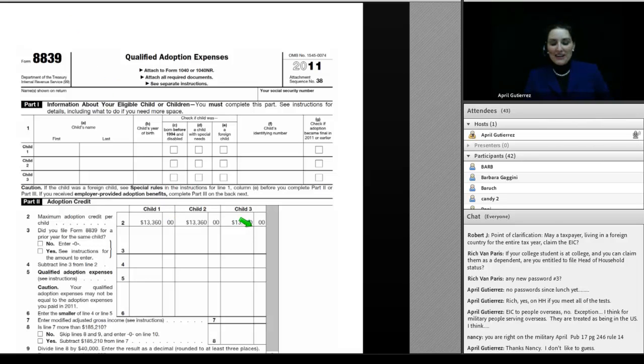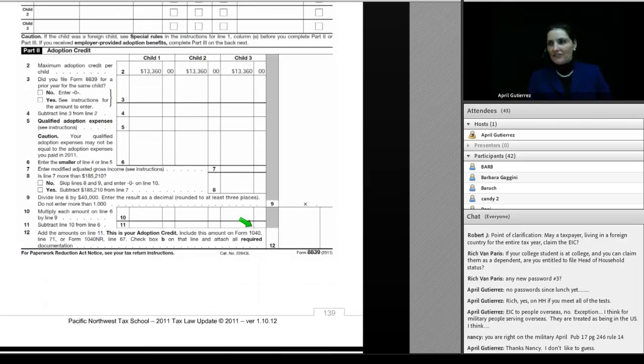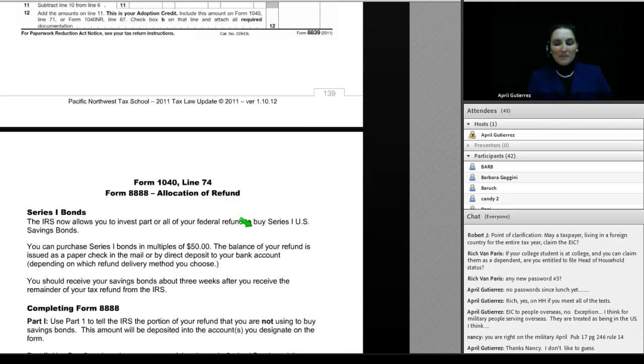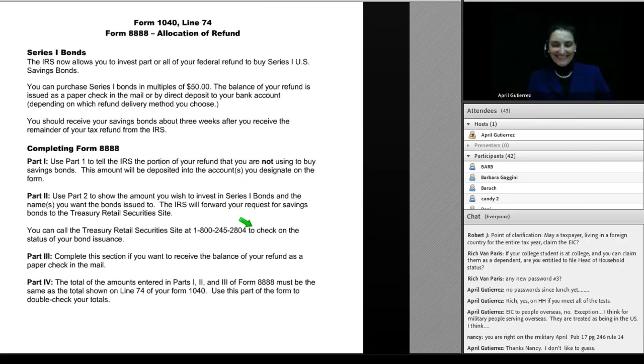And here is the Form 8839. And yes, it is possible to get $13,000 for each child. That is definitely made clear on the form. There's a question, how long do you have to keep the child?